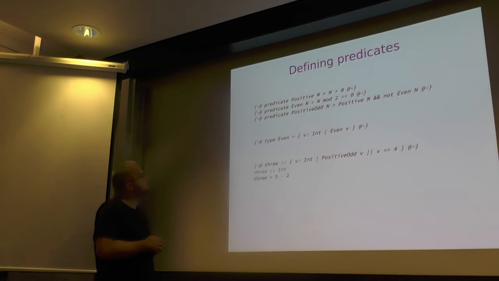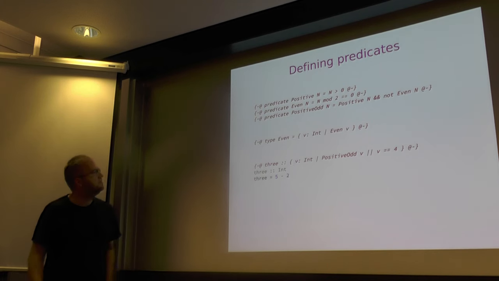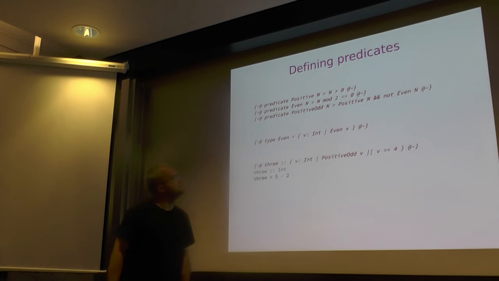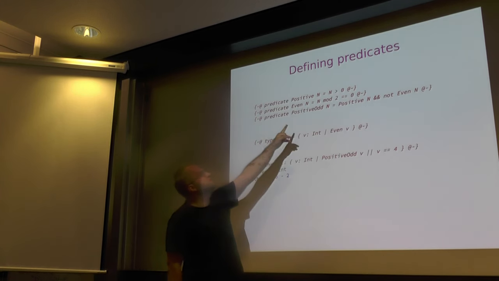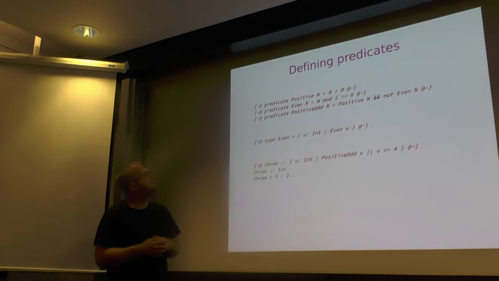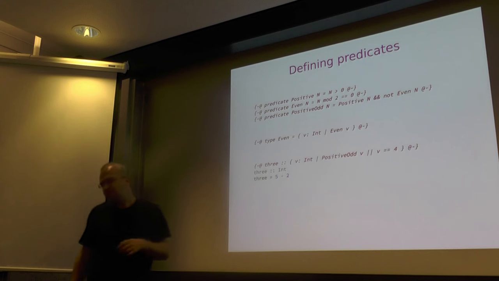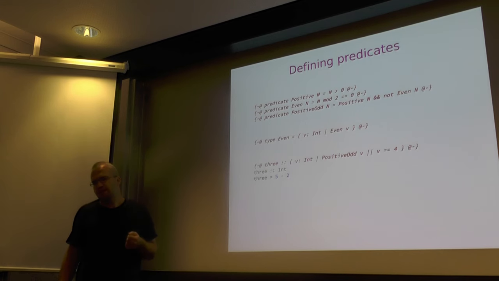Now we just look at some interesting syntactic sugar, or useful syntax, for defining predicates. So predicates are expressions in curly brackets. And we can actually define these and name them, and they can have parameters. So just like here, we can define a predicate positive, which accepts some n, and it has to be bigger than zero and even. And the nice thing about defining predicates is that you can reuse them.